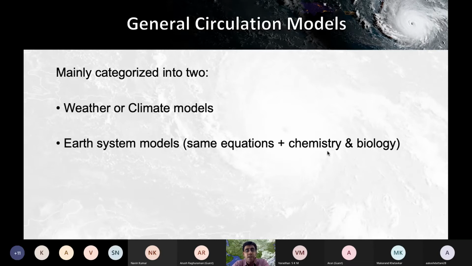So how the elevated state of atmosphere is received. Earth system models are much more realistic, because they solve for everything, all the processes that are there. But weather and climate models don't solve. They don't care about the chemistry and biology. That's why weather and climate models have some deficiency, because it is not a complete representation.